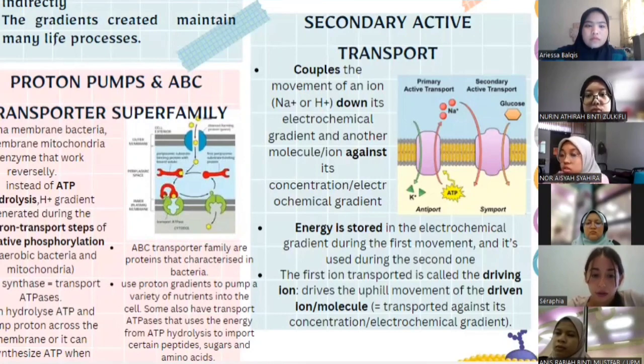In addition, there are two variations of secondary active transport. Firstly, co-transport: the driving ion and the driven molecule or ion pass the membrane in the same direction. They both enter or leave the cell. Secondly, exchange transport: the driving ion and the driven molecule or ion pass the membrane in opposite directions. In this case, one enters and the other leaves the cell.